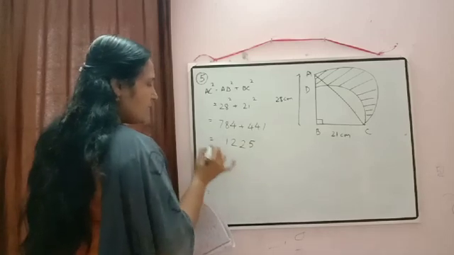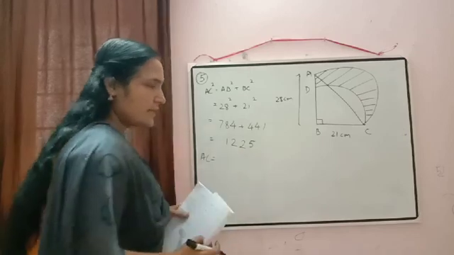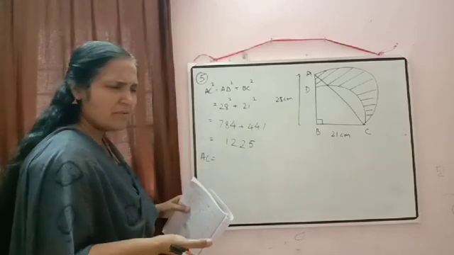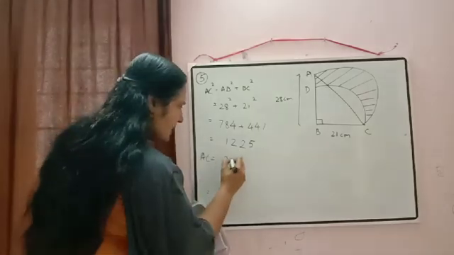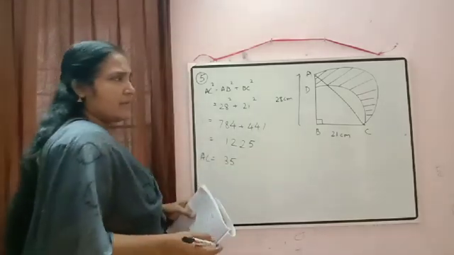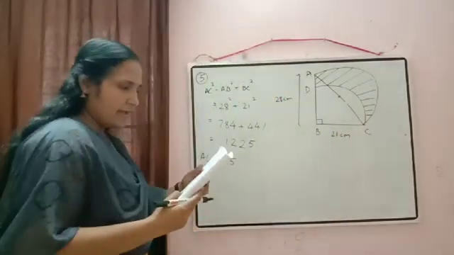1225. Then how much will be equal to AC? Square root of 1225. And in so many questions we did, 35 square only is this one. So AC is equal to 35. So we got here AC is equal to 35.